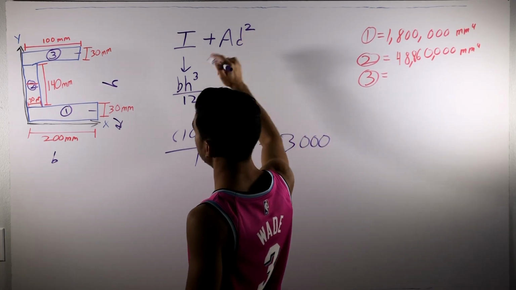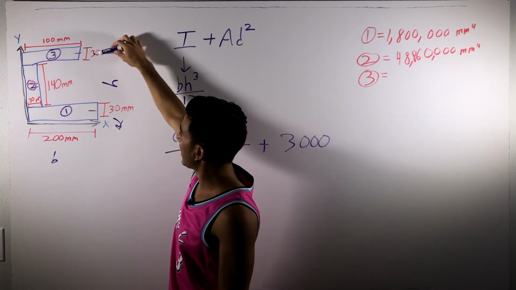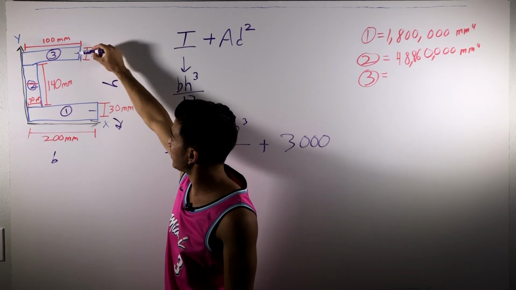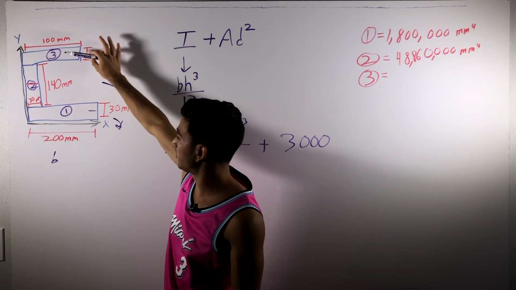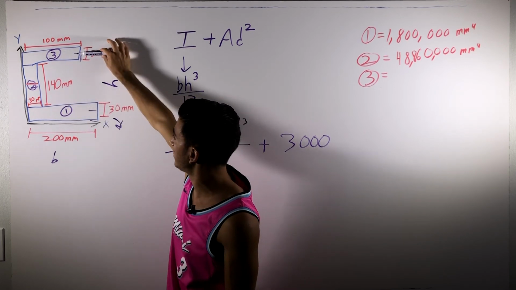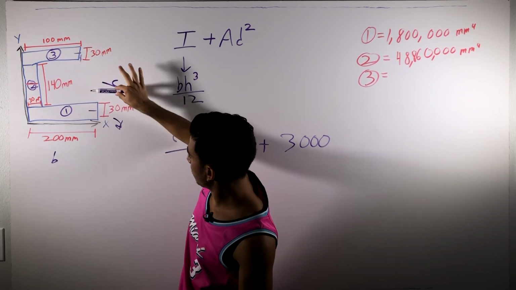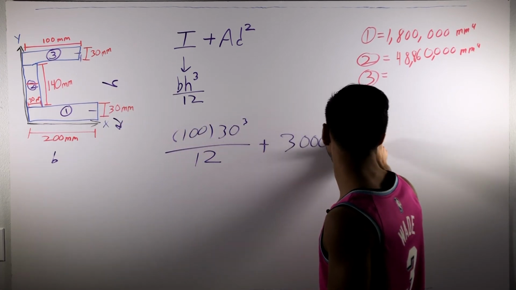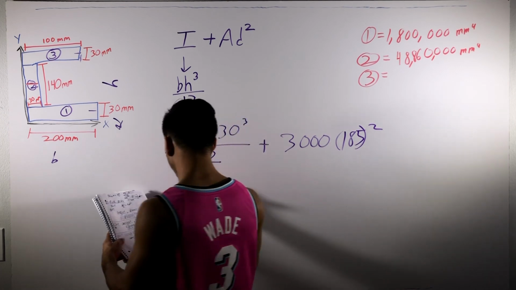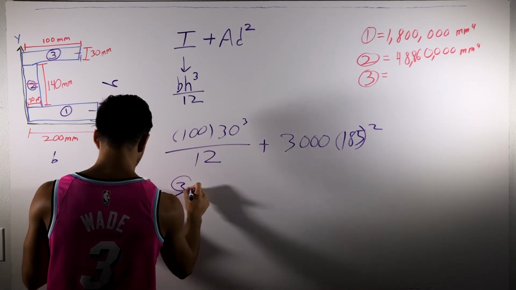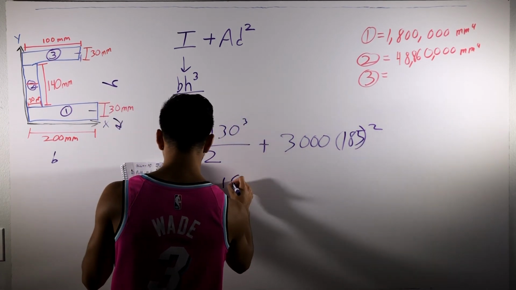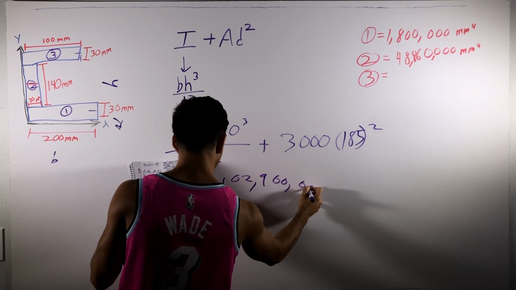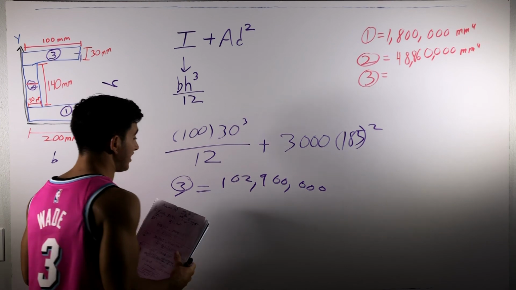And finally our D. The centroid going this way is half of this. So this is 30, so it would be 15. So this part would be 15. But it's the distance between the centroid of our section and what we're rotating about. So it would be 15 plus 140 plus 30. So that's 185. Make sure to square that. And when you compile all these numbers together, it's going to come out to 102,900,000. So that's our answer for 3.